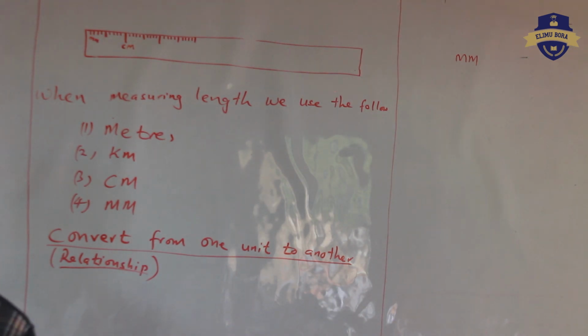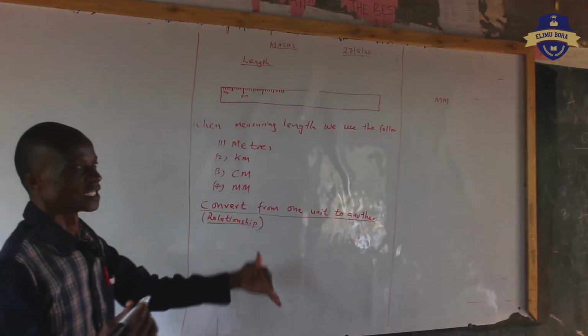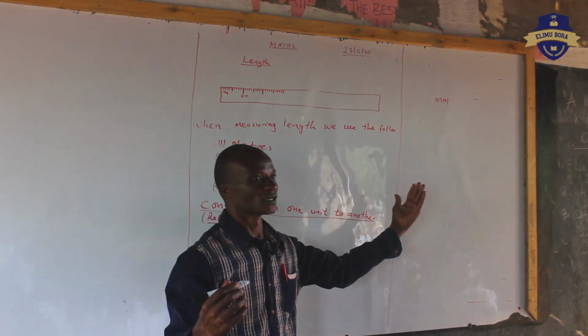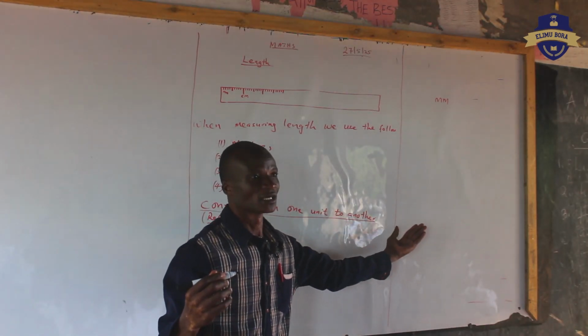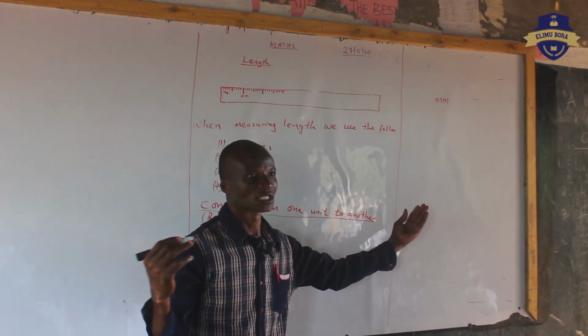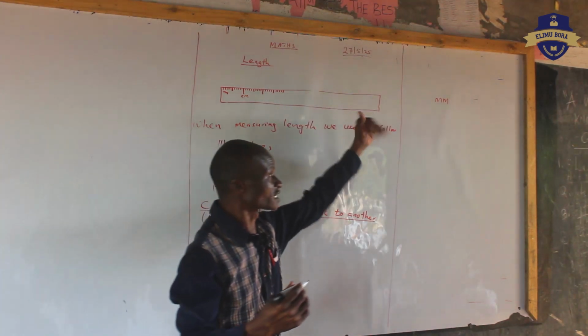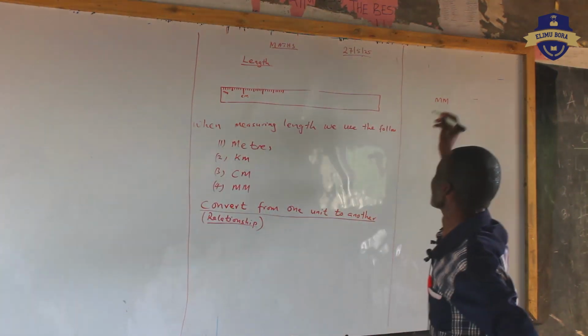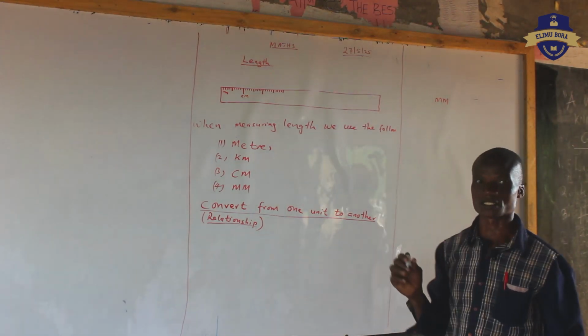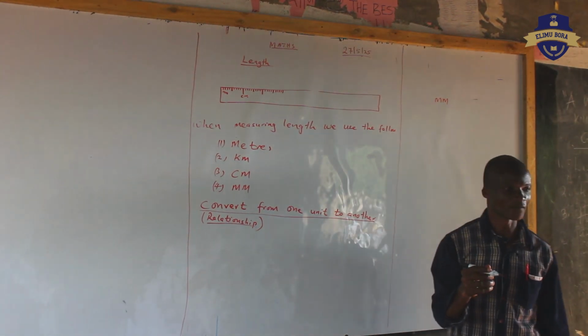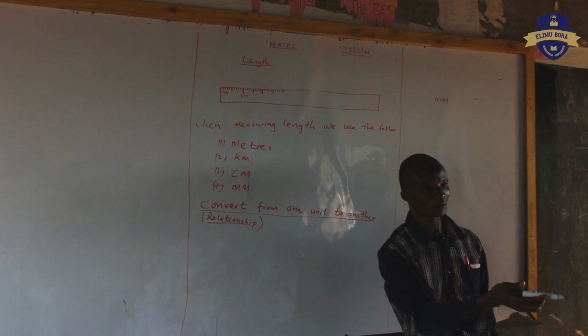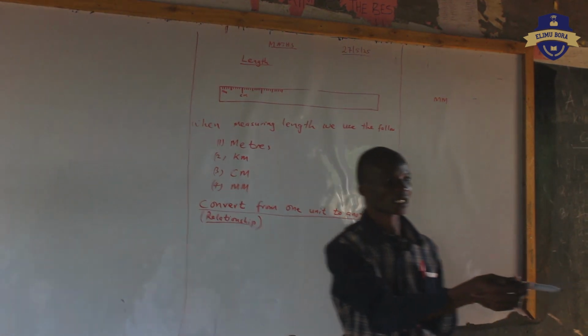I want somebody to write for us what we said. From the small one to the largest. The largest is what? The largest unit for measuring length is what? Kilometer. So somebody to write for us the units from the smallest to largest. Yes, one person. Write for us the units.